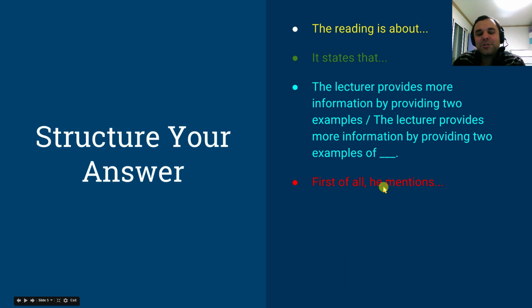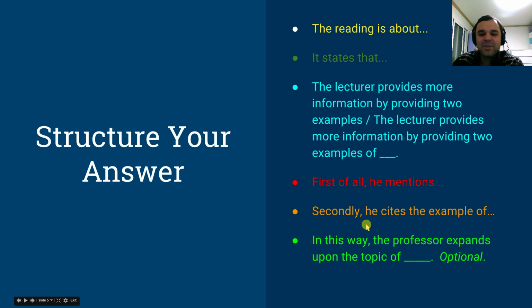Next, "First of all, he mentions." "Secondly, he cites the example of." "In this way, the professor expands upon the topic of," and then you can restate the topic. As I indicated here, this concluding sentence is optional. You can leave it out if you don't have time. And in fact, most of you won't have time.